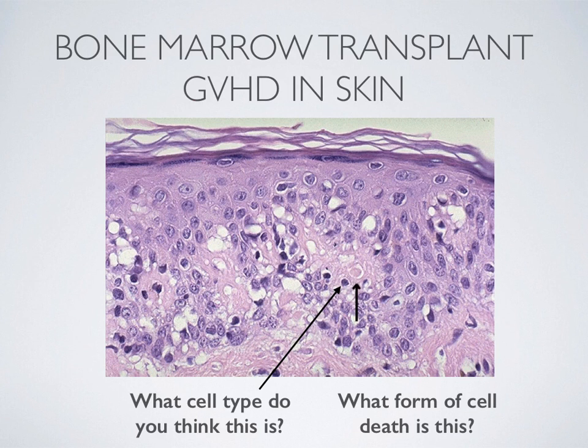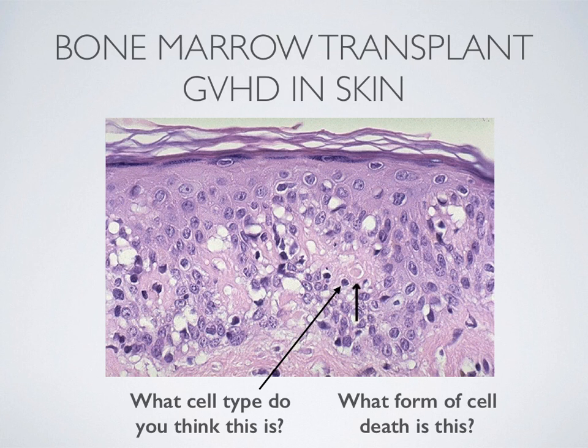So here's a biopsy of skin in graft versus host disease. So here's the keratinized layer up here. And these are the basal cells in the skin. Down here is the dermis. And you can see that there's just a lot of inflammatory cells here. So this arrow right here is pointing to a cell undergoing cell death. What form of cell death do you think that is?